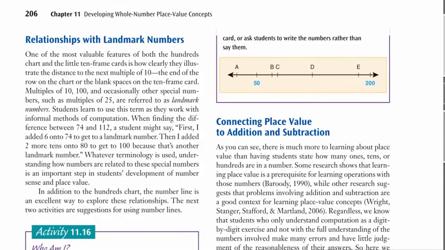Relationships with landmark numbers. One of the most valuable features of both the hundreds chart and the ten-frame cards is how clearly they illustrate the distance to the next multiple of 10, the end of the row in the chart, or the blank spaces in the ten-frame card. Multiples of 10, 100, and occasionally other special numbers such as multiples of 25 are referred to as landmark numbers.